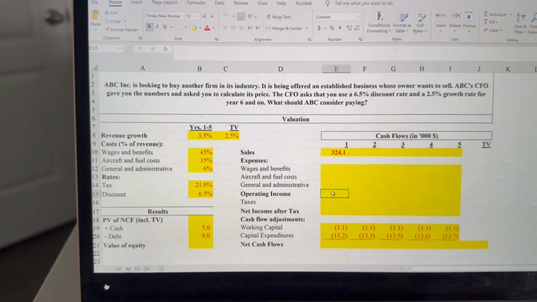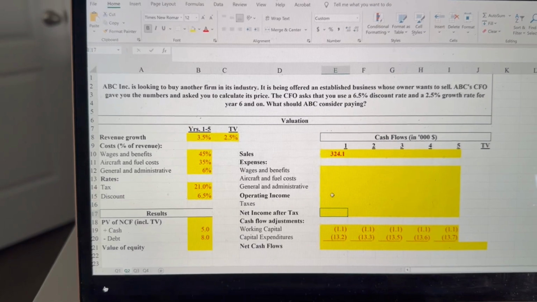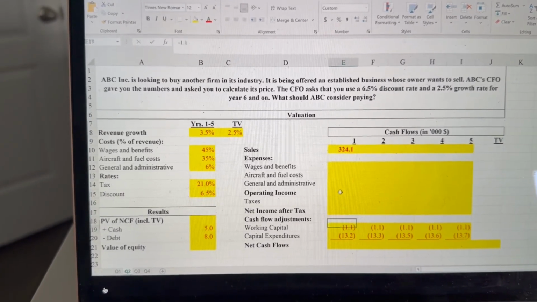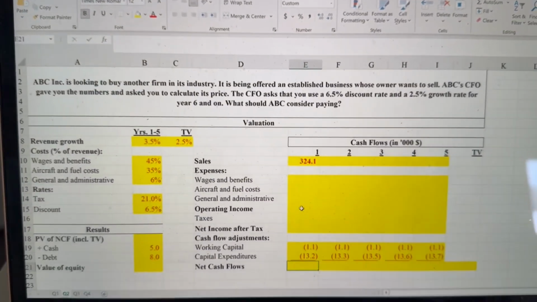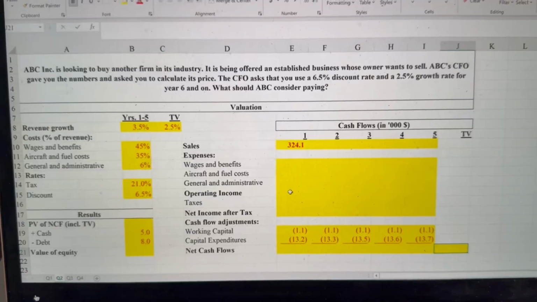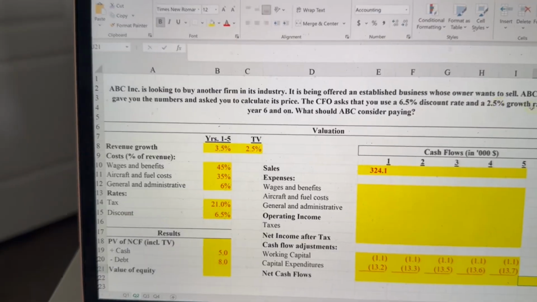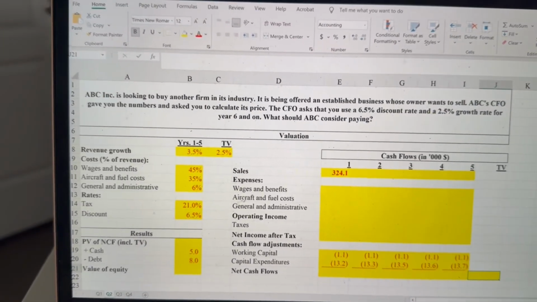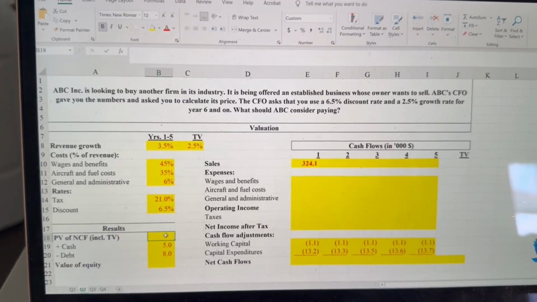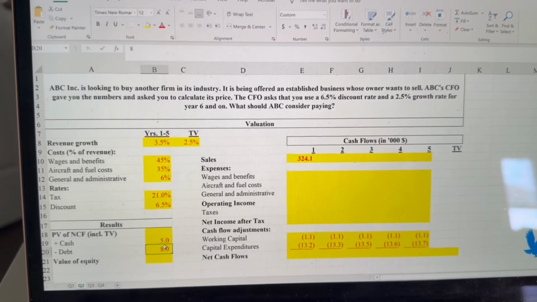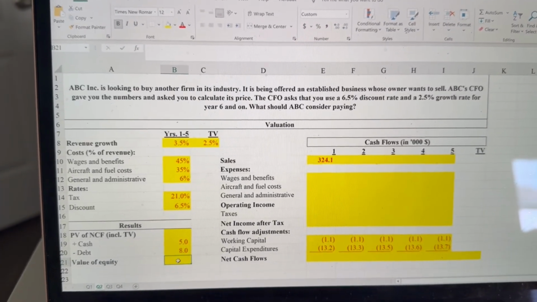On that operating income, you pay 21% in taxes. Then operating income minus taxes gives you net income after tax. You're good to go. Then you make the cash flow adjustments, adding change in working capital and the CapEx to get the net cash flows. Then you're going to run your terminal value using the perpetuity formula with a 6.5% discount rate and a 2.5% long-term growth rate. Then you're going to run those cash flows using the present value function, the NPV function. Add cash, subtract debt, you get the value of the equity. That should do the job for part 2.